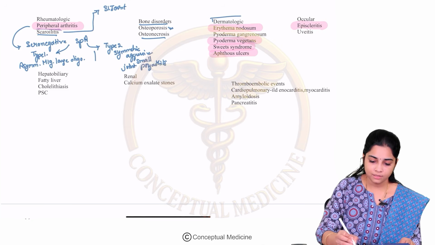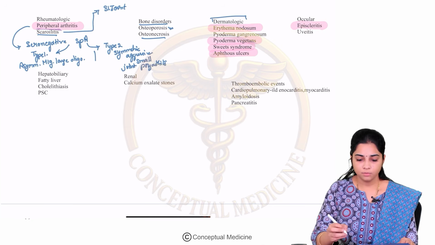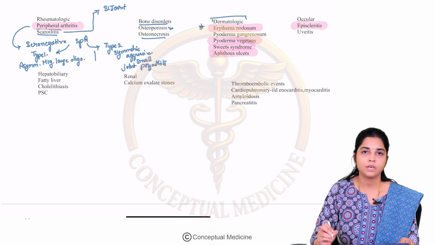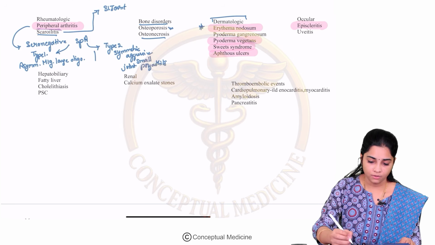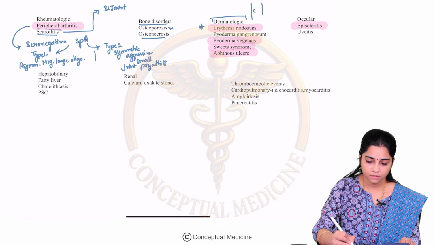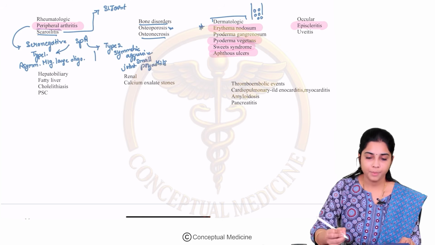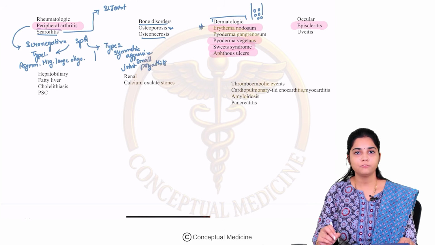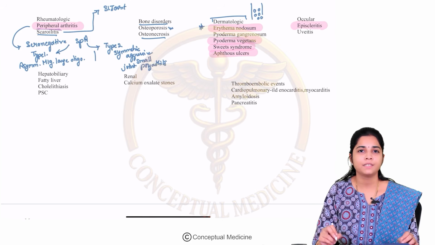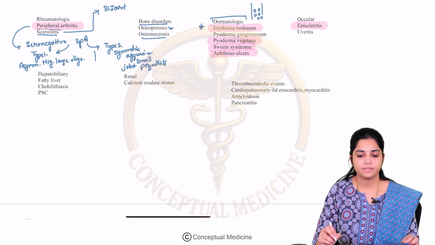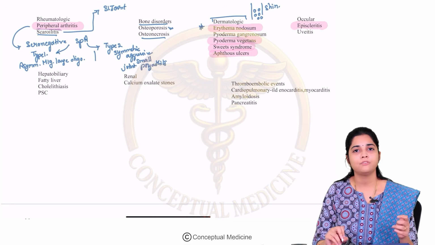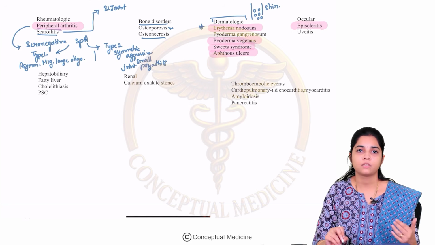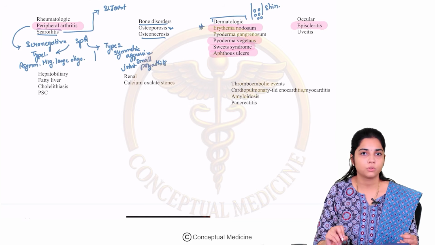Then we look at the dermatologic manifestations. The most important is your erythema nodosum. Erythema nodosum basically refers to painful, slightly elevated lesions or papules which occur over the shin. So these painful erythematous papules which occur over your shin are called erythema nodosum.